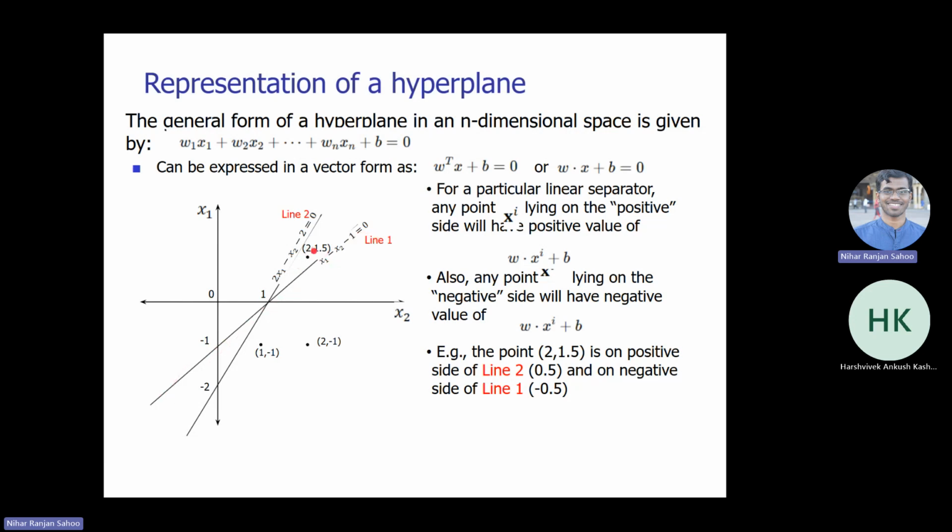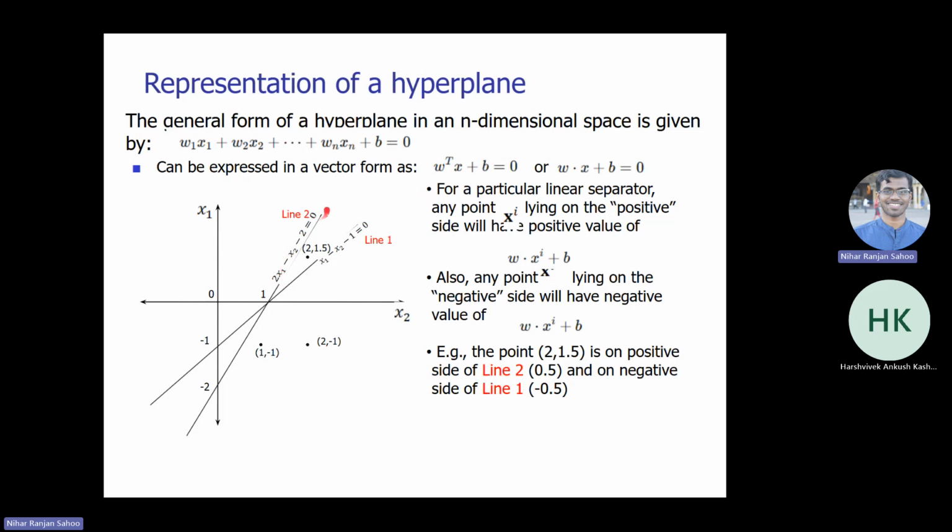There is a point, let's say 2 comma 1.5. Now we will decide whether this point is on the positive side of line 2 or on the negative side, and similarly for line 1. How will we decide? We put this point into the equation of line 2, and the same point into the equation of line 1. If you put that point into the equation of line 2, you will get 0.5, that is greater than 0, meaning it is on the positive side of the line.